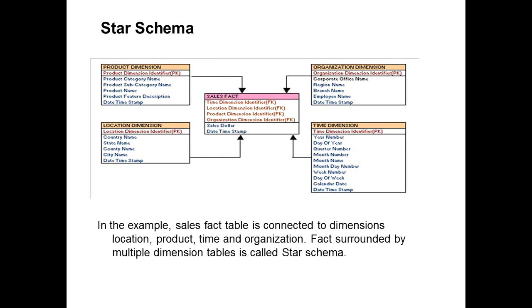A single fact table will be surrounded by different dimension tables. Since it looks like a star, it is called a star schema. We have a product dimension, location dimension, organization, and time dimension with a sales fact. Here PK is primary key and FK is foreign key. From the product dimension, there is an identifier which has been joined with the sales fact table. The product dimension identifier is treated as a foreign key over here.